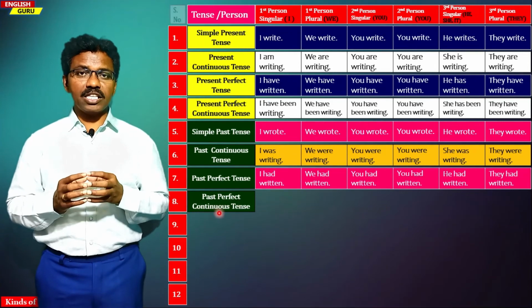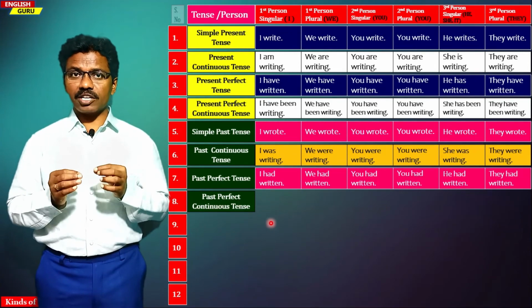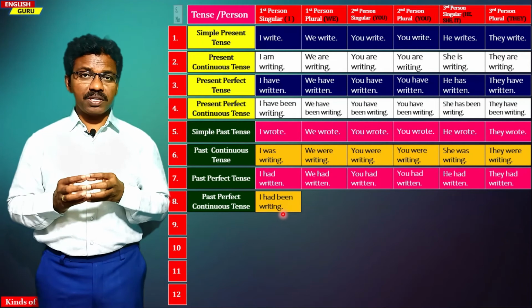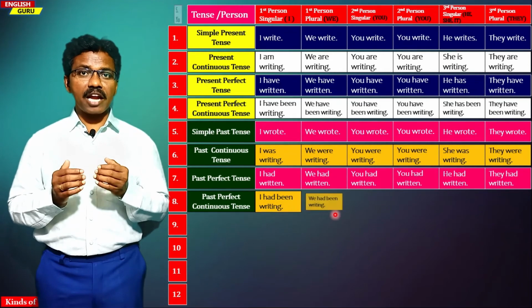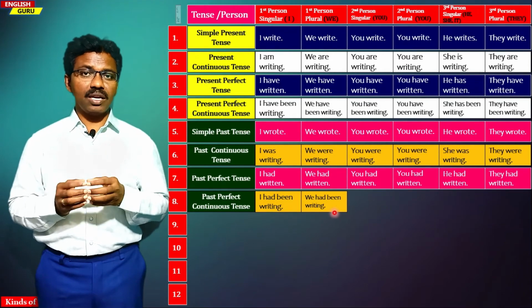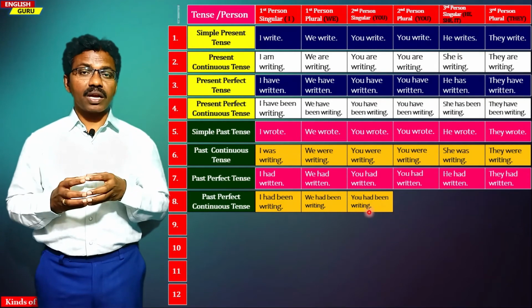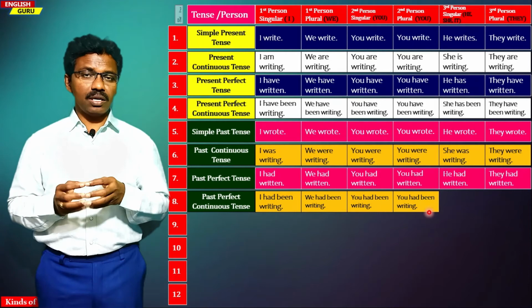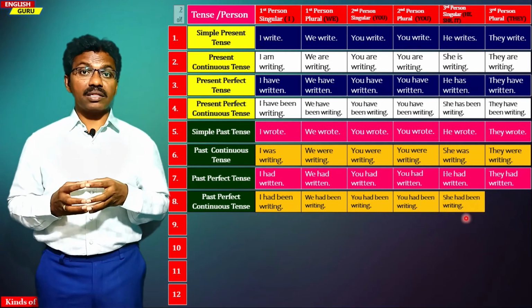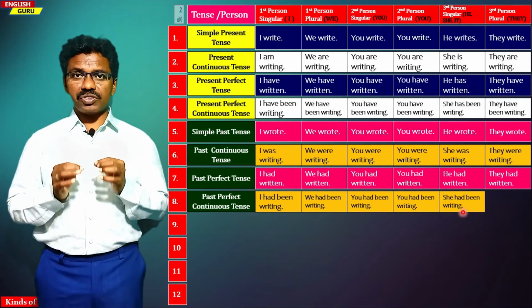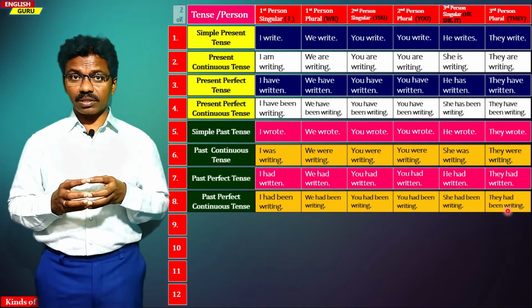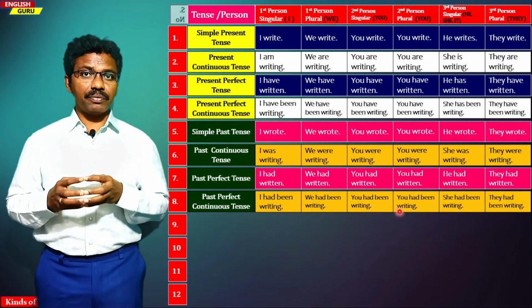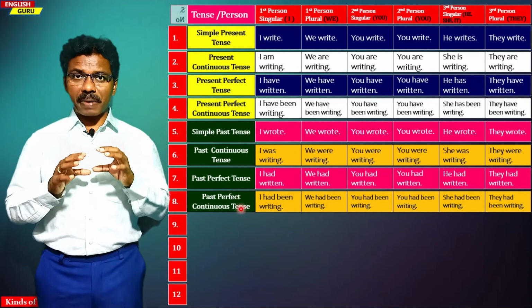And the eighth one is past perfect continuous tense. The first person singular is I had been writing, plural we had been writing, and second person singular you had been writing, plural you had been writing, and third person singular he, she, it had been writing, and plural they had been writing. This is all about past tense.